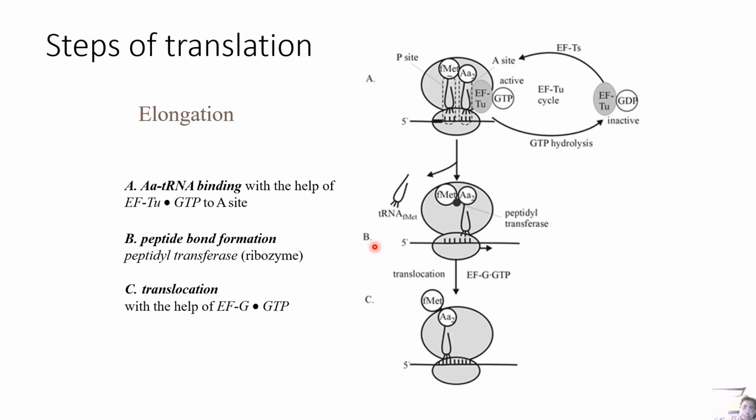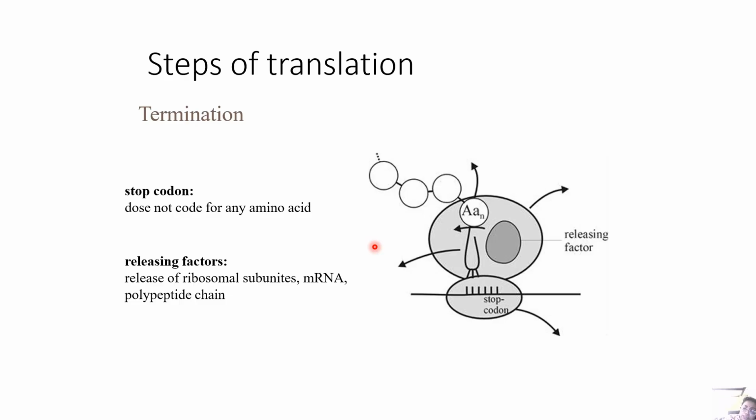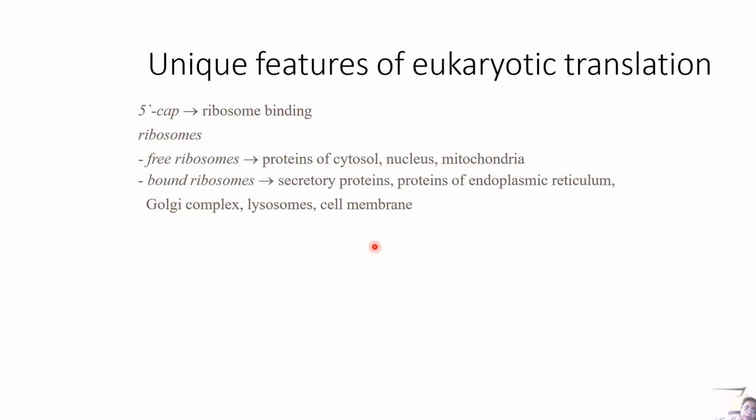Now, what are the steps of elongation? Aminoacyl tRNA binds to the A site with the help of elongation factor and GTP, then peptidyl transferase activity caused by ribozyme, and then translocation. So, what about termination? The stop codon does not code for any amino acid. It releases the ribosomal subunits, mRNA and polypeptide chain.